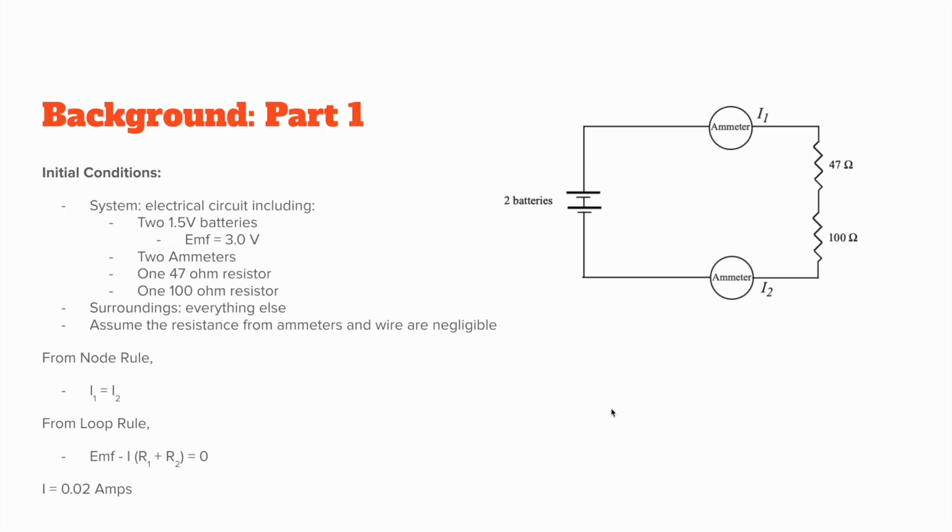For the first experiment, we had a series circuit with two 1.5 volt batteries, 2 ammeters, and a 47 ohm resistor and a 100 ohm resistor. In this one, we were just predicting what we thought the value of I was going to be, which I got to be 0.02 amps, and I confirmed this reading with the ammeters on the simulation.